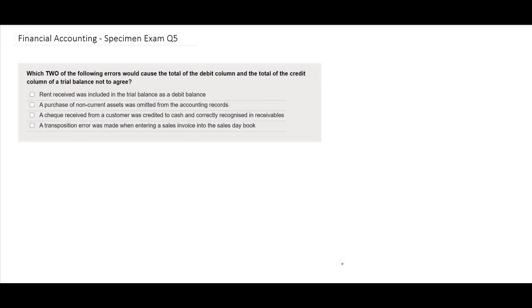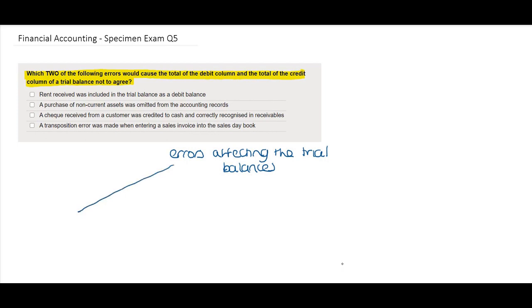In this question, you are being asked which two of the following errors would cause the total of the debit column and the total of the credit column of a trial balance not to agree. So here we are trying to decide which of these errors would affect the trial balance. The types of errors that affect the trial balance include the following. We have single-sided errors, where only one entry has been made. We have errors where the debit and the credit have been made at different values, and so naturally the debit and the credit column in the trial balance will not agree.